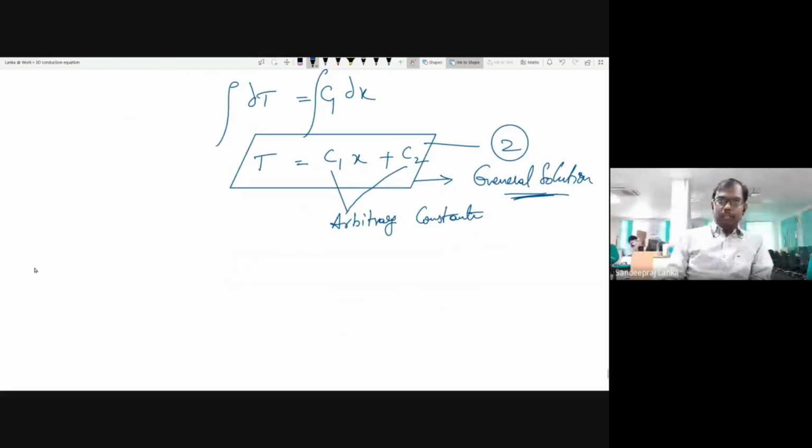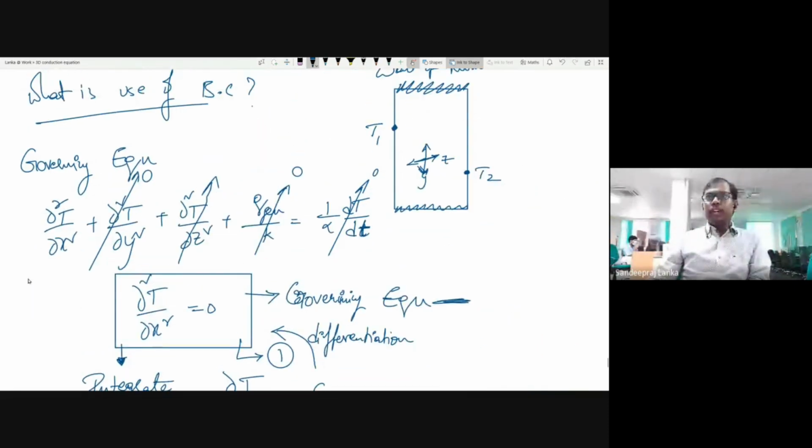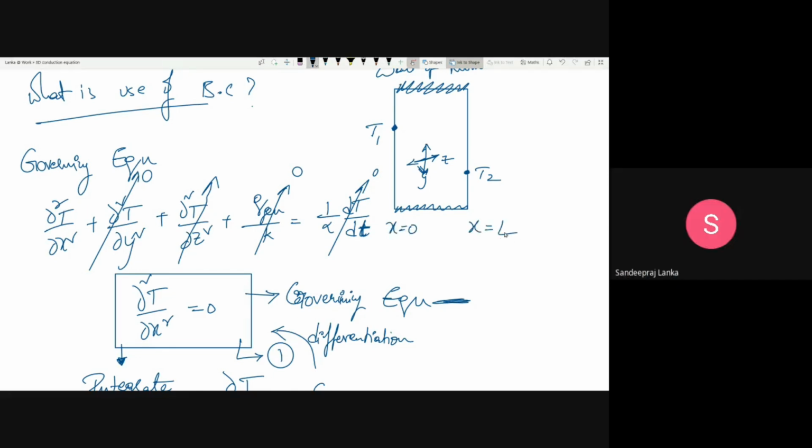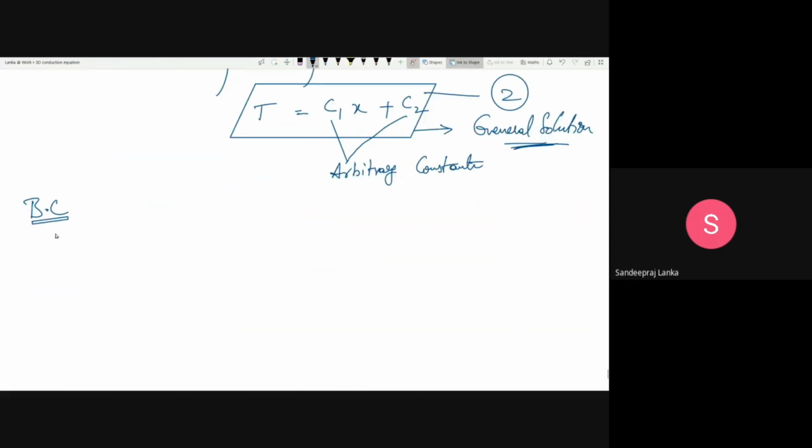Now let me take the boundary conditions. What will be the boundary conditions for this one? Here this is x equal to 0, and here on the other side x equal to L. The boundary condition will be the temperature boundary condition, or the Dirichlet boundary condition, which I can express like this: at x equal to 0, the temperature is equal to T1. At x equal to L, the temperature is equal to T2. Let me call this 3 and this 4.